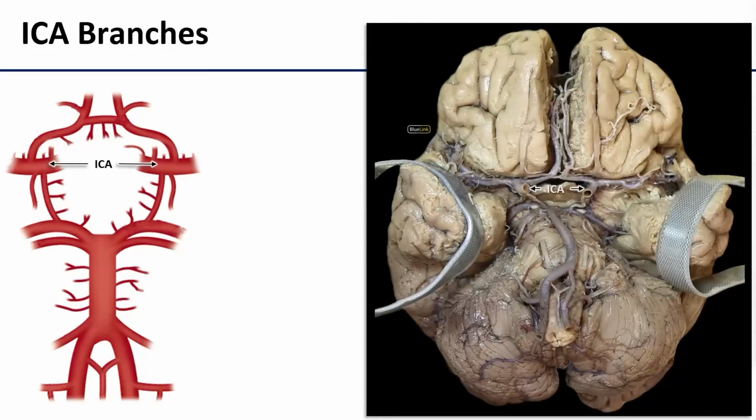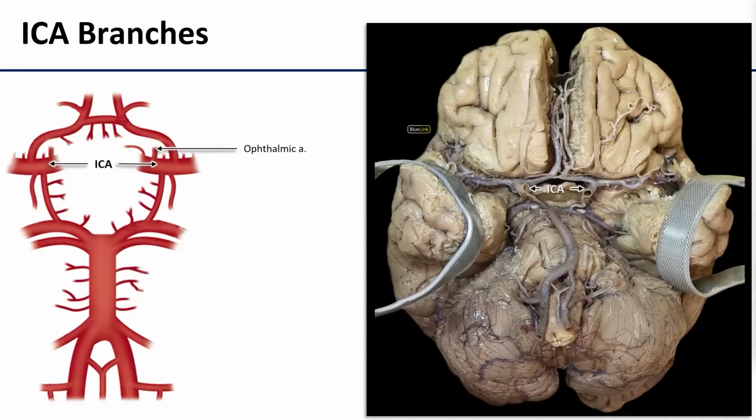So let's go ahead and start naming these branches and talking about the regions that they supply. We'll start with branches from the ICA, which you can find here on the diagram, this one and that one, and here on the photo. It'll be helpful for you to follow along on both.